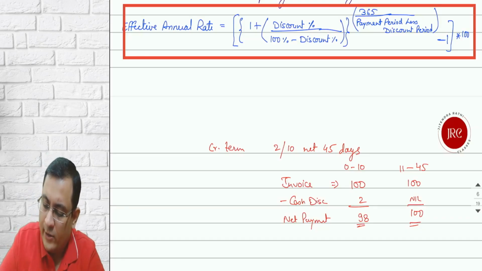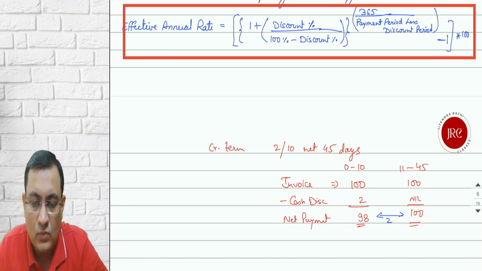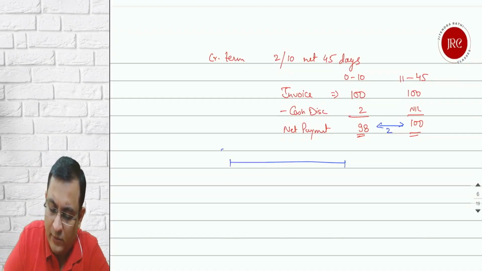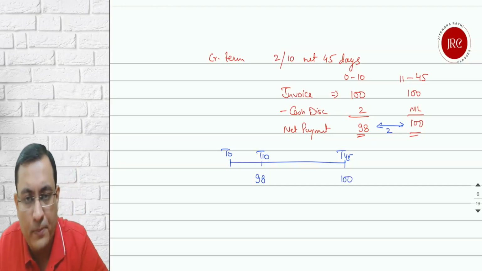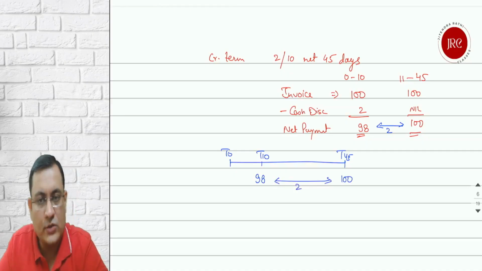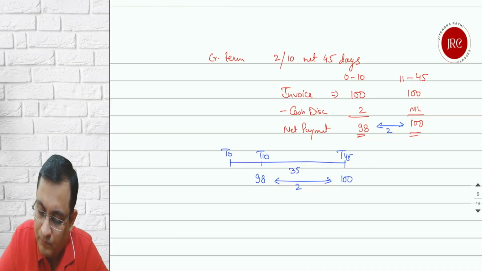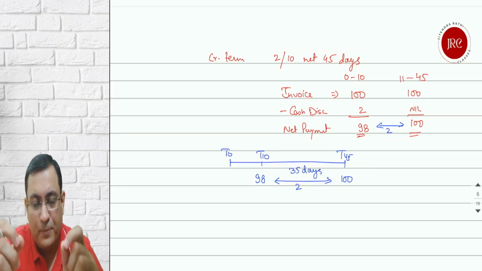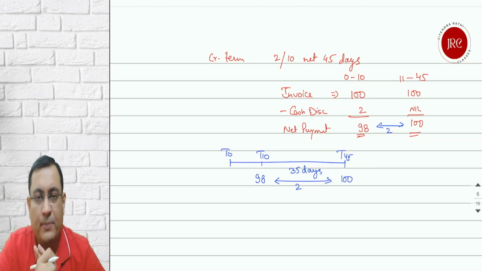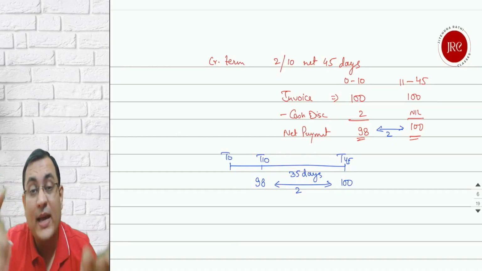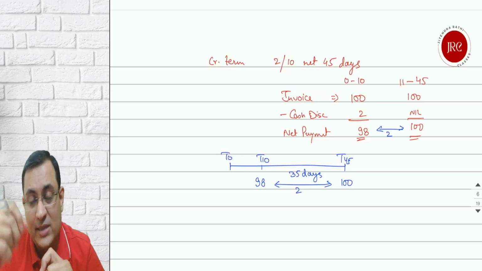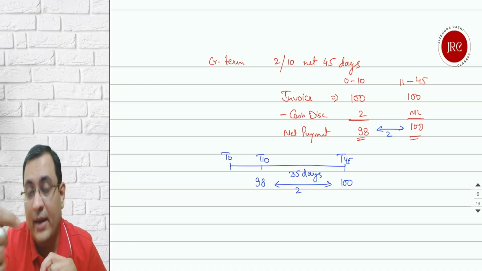So here you are getting an extra advantage of 2 rupees. If I plot this on a time series from T0 to T10 and T45, if we pay at T10, we are going to pay 98. If we pay at T45, we are going to pay 100. So there is an extra advantage of 2 rupees for this 35-day period. So effectively, what is this 2% in annual terms if we convert it into percentage form? This 2% is a percent of the invoice value, 100 rupees, and this is only for 35 days. So effectively, if I annualize it, what will this percentage come out as, the effective benefit of availing this discount?